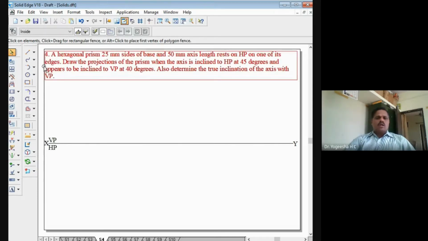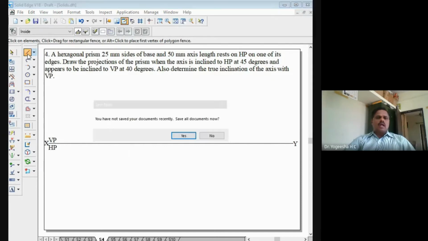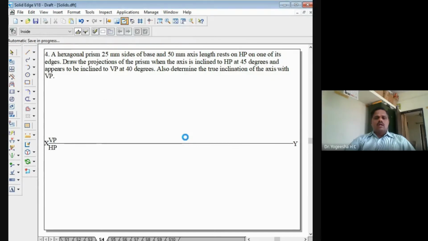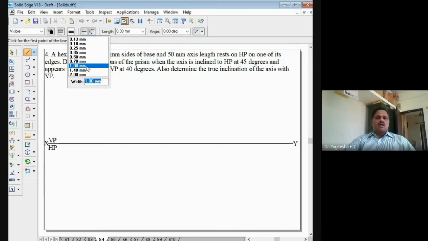So we can draw the hexagonal prism here. Again, I will take the line tool here. So I have to draw the hexagon. For drawing the hexagon, the included angle should be considered here. What is the included angle for the hexagon? Included angle for the hexagon is 60 degrees.